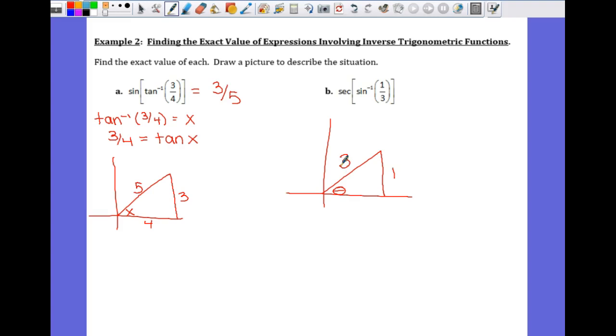What am I missing? Yes, I'm missing the square root of 8. How did I get that? Pythagorean theorem. So it's the square root of 3 squared minus 1 squared, which is the square root of 8. Why do I need that? Well, secant is the inverse of cosine. Instead of being adjacent over hypotenuse, it's hypotenuse over adjacent. So my answer would be 3 over root 8. Not allowed to have roots in the denominator, so you get 3 root 8 over 8. Just because that's the only way an answer would be.